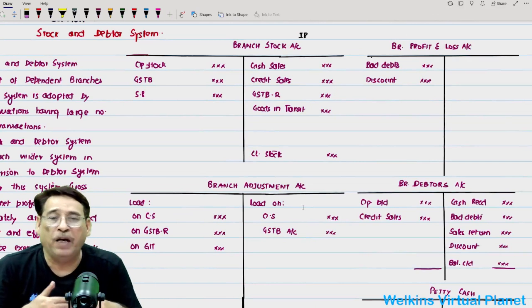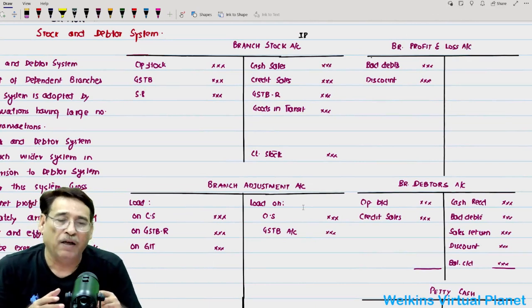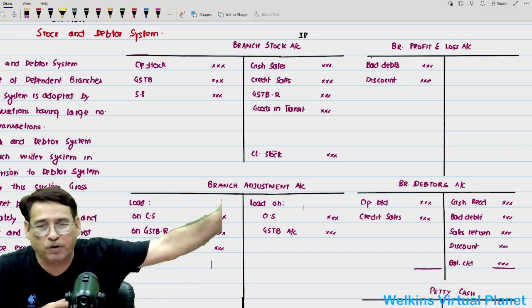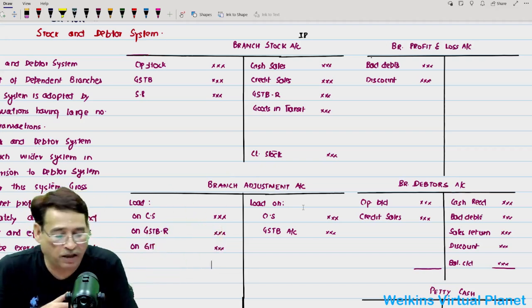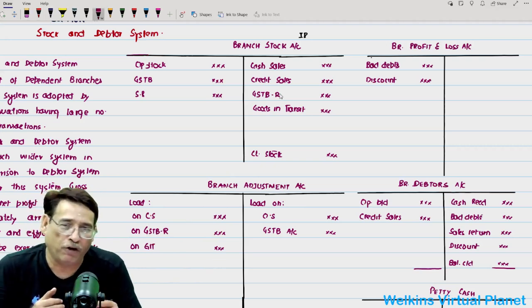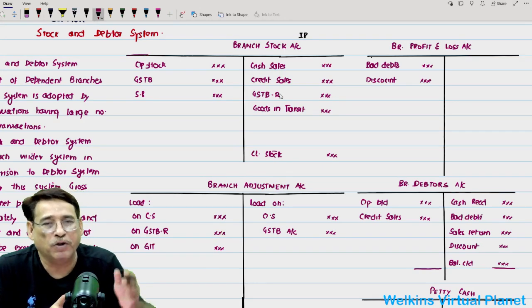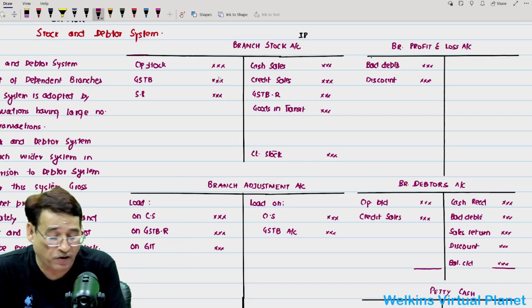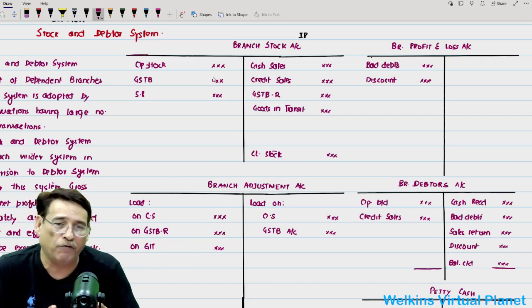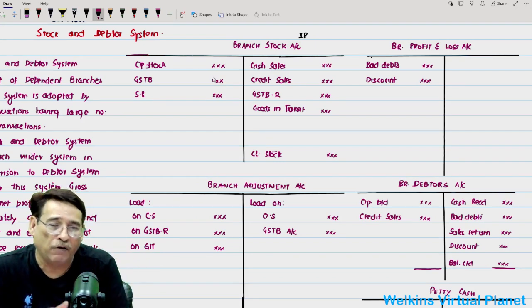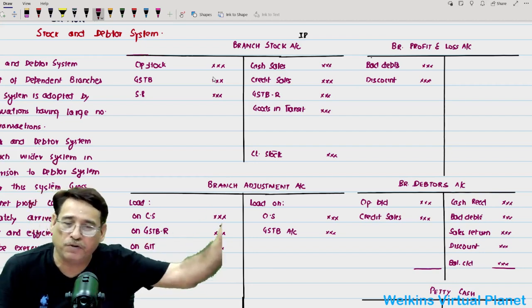A head office may have more than one branch, correct? And it may ask a particular branch to transfer some of the goods to the other branch. Let us say in the current year, your branch has received an order or request from head office to transfer some of the goods to some other branch. See here, head office has already transferred some goods to you, let us say 5 lakh worth of goods to your branch. And now head office is asking your branch that whatever goods you have received, out of that, please transfer some portion of these goods to some other branch.